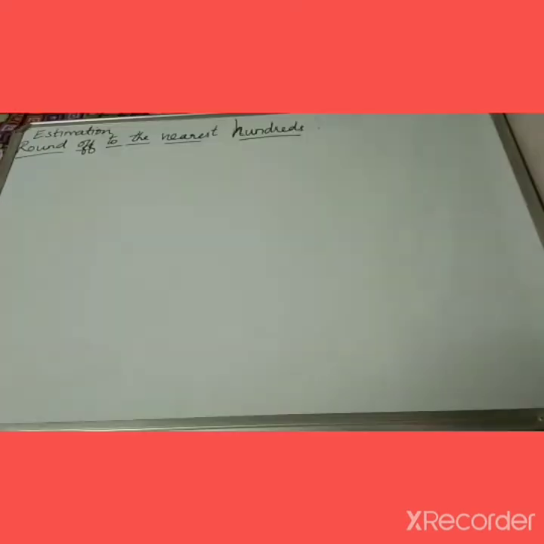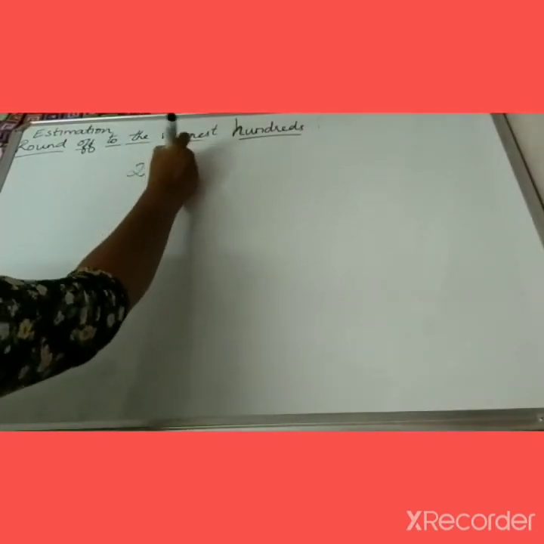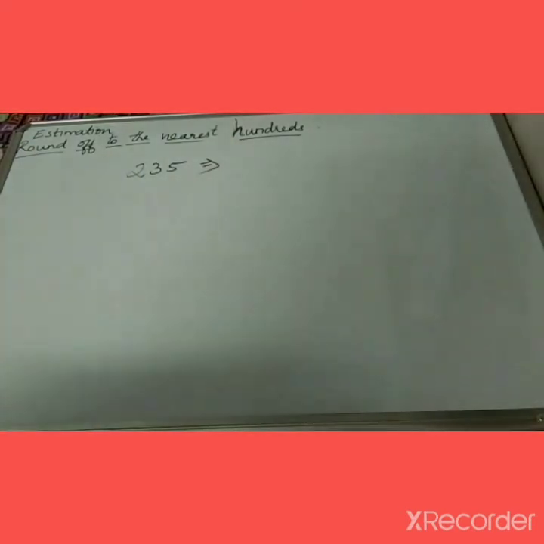Clear? Now next, round off to the nearest hundreds. How can we round off a number to the nearest hundreds? Look at the example. I am considering a 3-digit number, say 235. In this number, for rounding off to hundreds, first, as for rounding off to tens, we look at the ones place number.